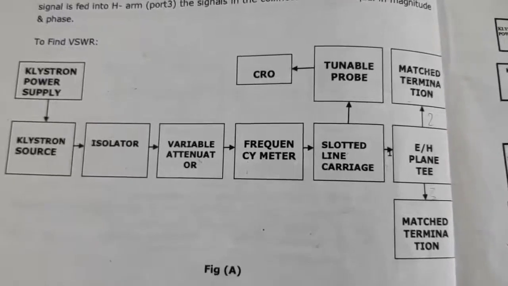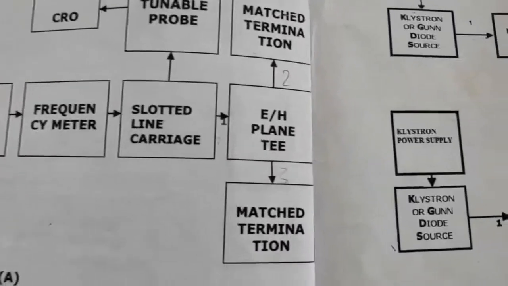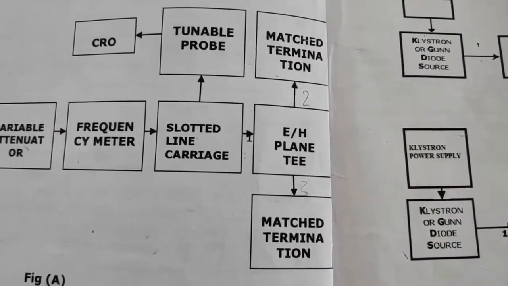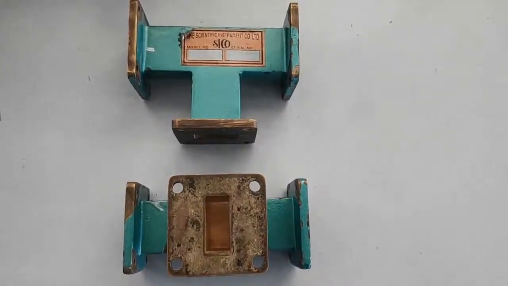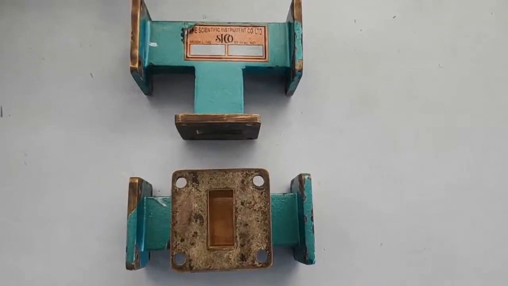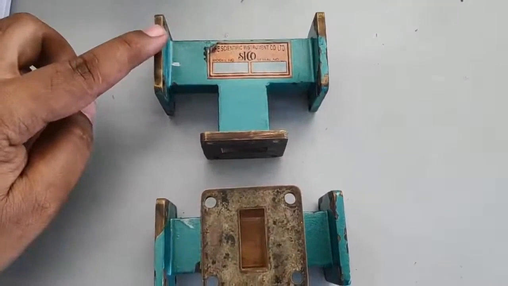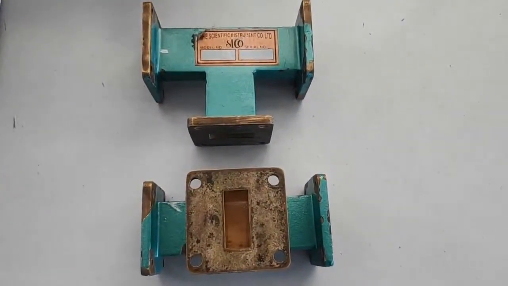So this is the experimental setup, the waveguide test bench. We are connecting either the E plane T or the H plane T and studying its parameters. Now let us see what the E plane T and the H plane T are. You can observe that this is the E plane T and this is the H plane T. How do we discriminate between them?